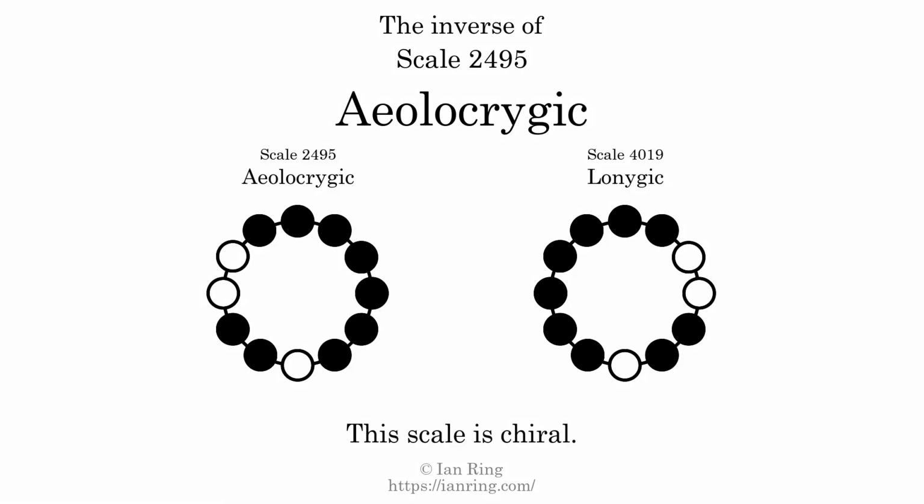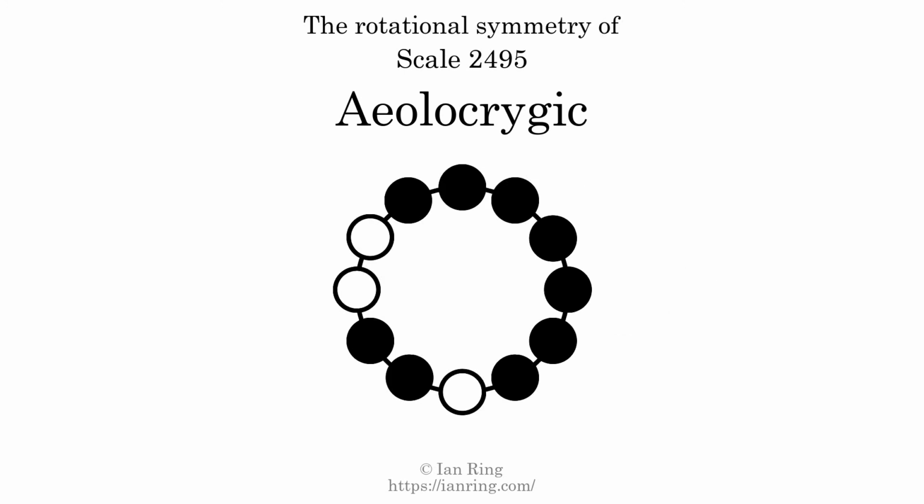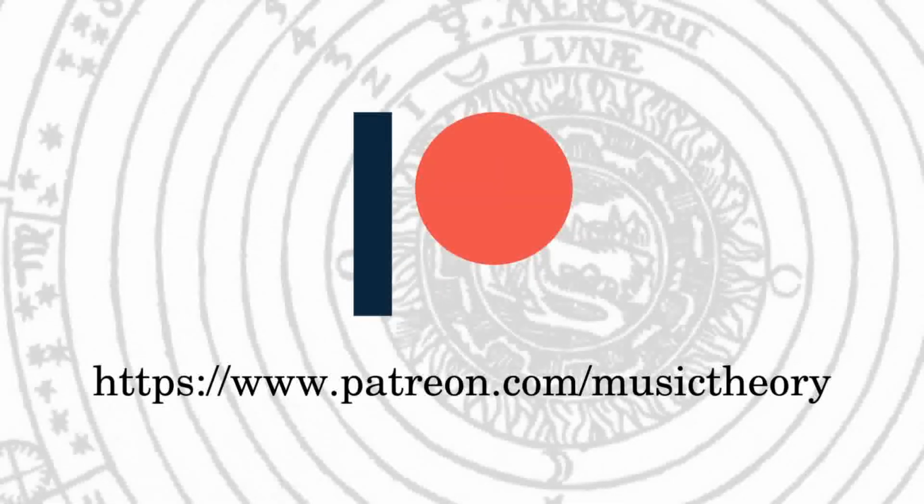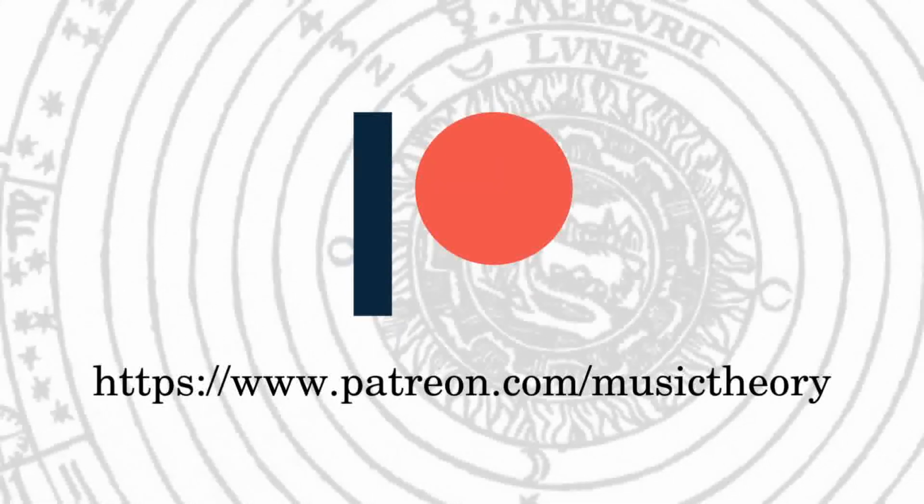The inverse of a scale is a mirror image. It is what you get when the sequence of intervals is reversed. The inverse of this scale is scale 4019, also known as lineagic. This scale is chiral. It cannot transform into its inverse by rotational transformation. This scale has no rotational symmetry. For even more detail about this scale, visit ianring.com/musictheory/scales/2495.